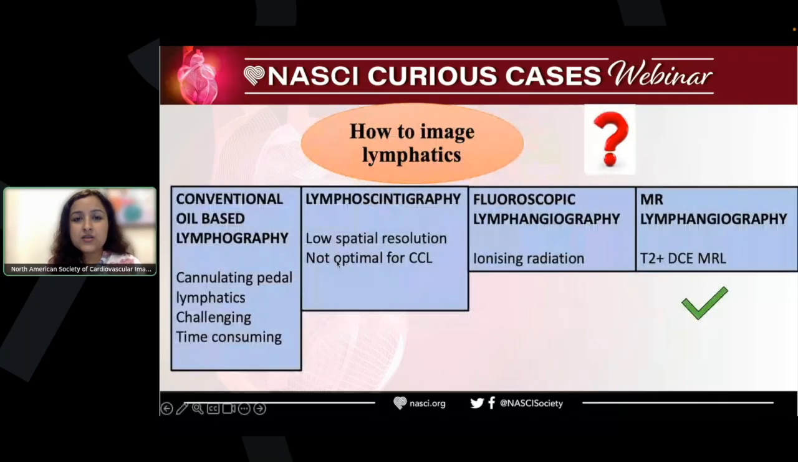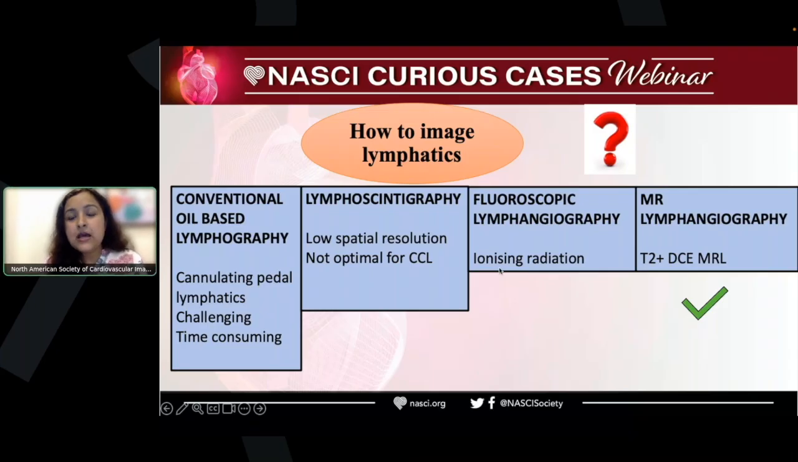So there are multiple methods. Conventionally, there has been oil-based lymphogram, wherein we used to cannulate pedal lymphatics, and then the lymphatic drainage was seen, how it goes up into the abdomen and then mediastinum. But it was very challenging, time consuming, very skill based. Lymphoscintigraphy and fluoroscopic scintigraphy again involved ionizing radiation, and of course sometimes the diagnostic yield of these entities was very low.